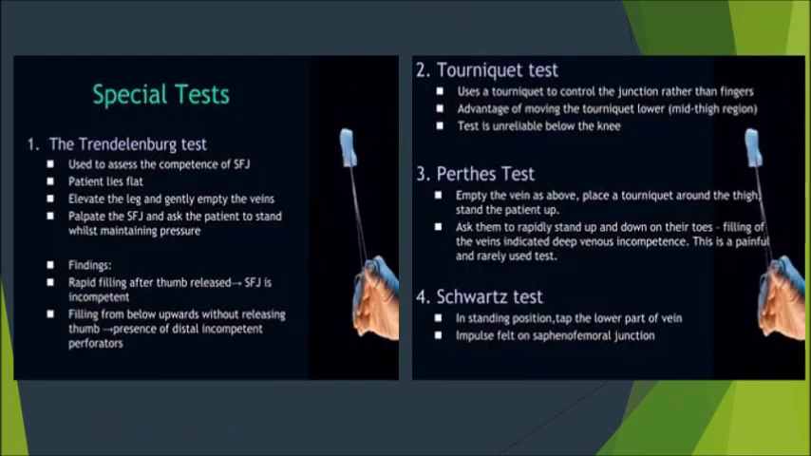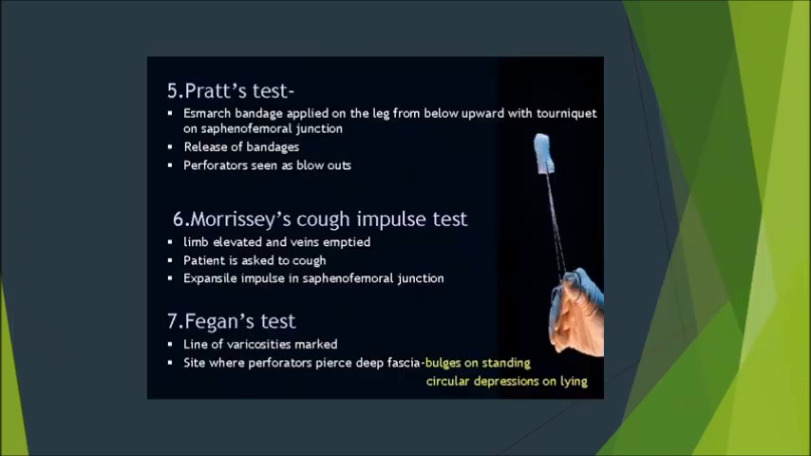Now, there are some other minor tests that can be done. So this is a complete list. Trendelenburg, I've explained. Tourniquet test, the Perthes test, the Schwartz test, and also the Pratt's test, Morrison's cough impulse test, and the Fagan's test. Okay, these are the various tests that can be done on patients with varicose veins. So you go back and go through these tests and make yourself familiarized with these tests that are important.